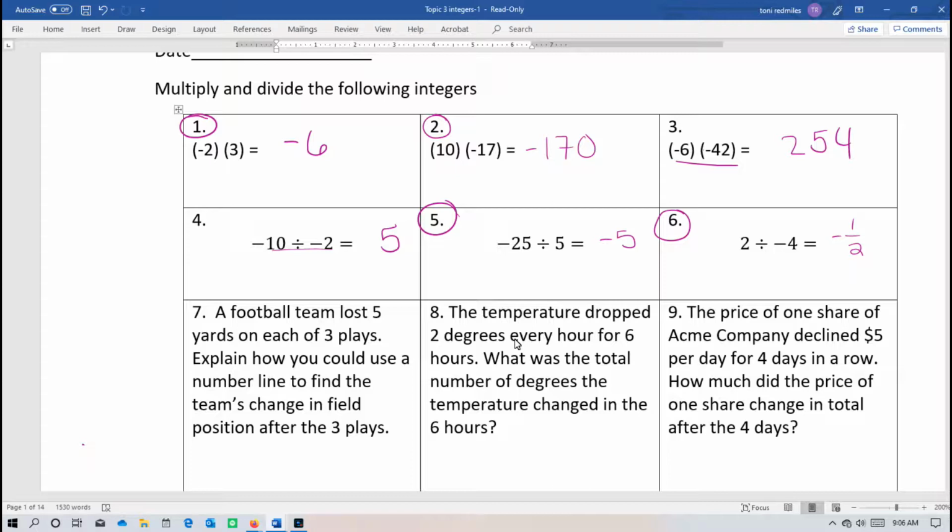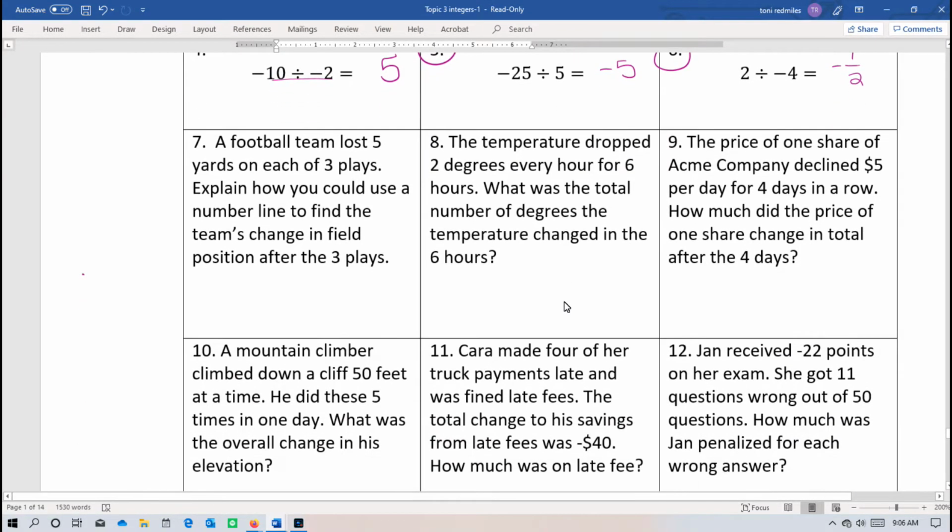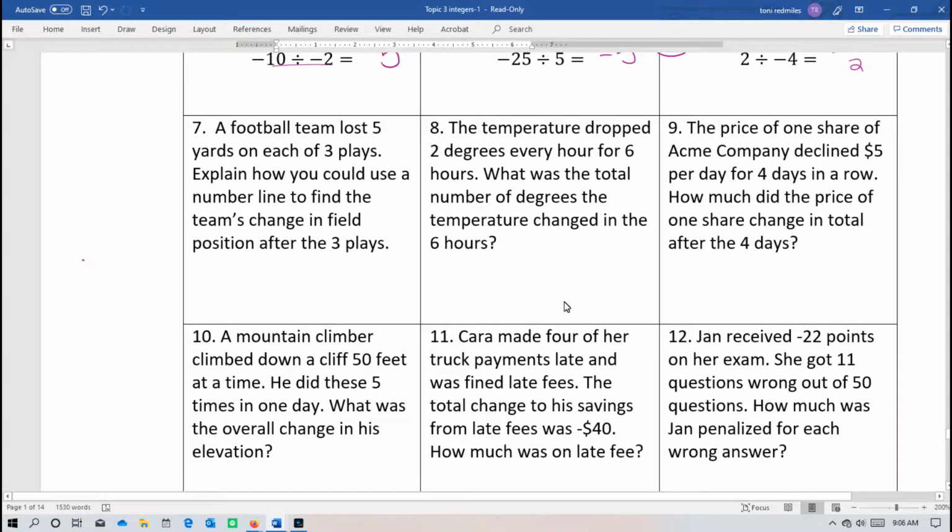All right, so let's take a look at these conceptual problems. A football team lost 5 yards on each of the 3 plays. Explain how you could use a number line to find the team's change in field position after 3 plays. So each play, they are losing 5 yards. If I had a number line, because of room, I'm going to draw it this way. And let's say I just started at 15. It doesn't say what yardage I started at.